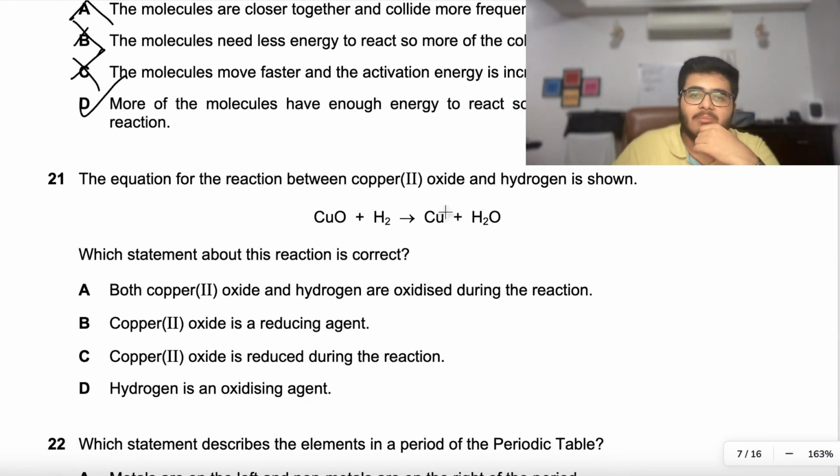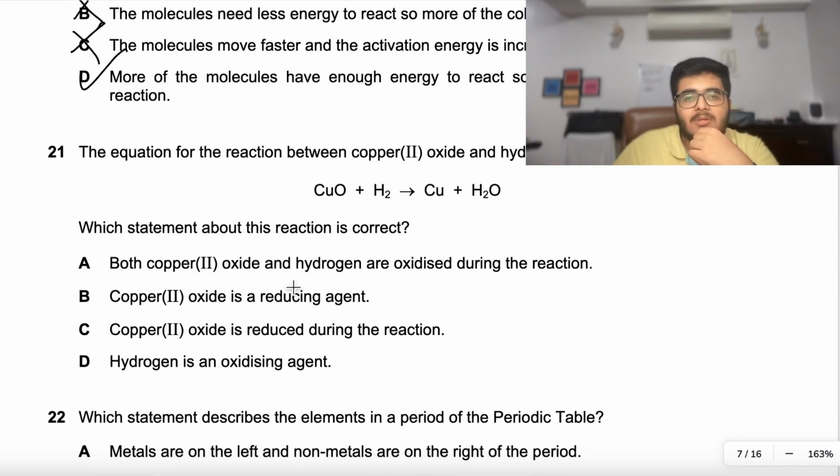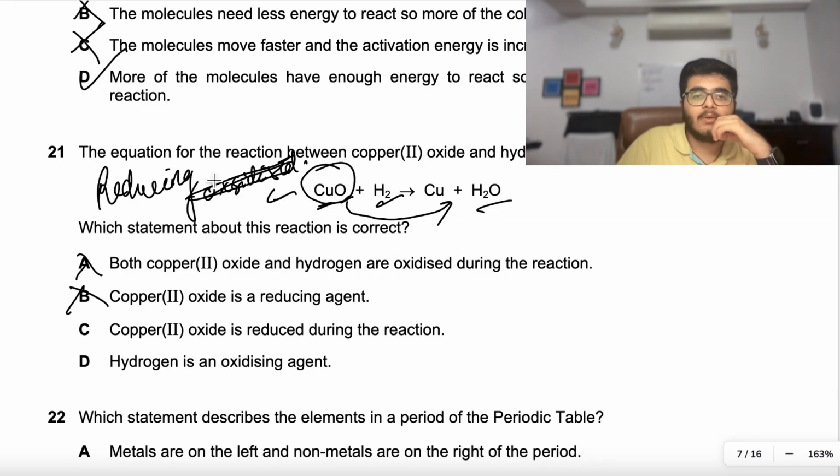The equation for the reaction between copper oxide and hydrogen is shown. So we have copper oxide and hydrogen. Now we need to tell which statement about this reaction is correct. Both copper oxide and hydrogen are oxidized? No. We can clearly see that we have copper here, we have oxygen here. This oxygen is lost, right? Where did it go? It went to H2. So oxygen is being lost, which means CuO is getting reduced. Please remember, oxygen lost is reduction.